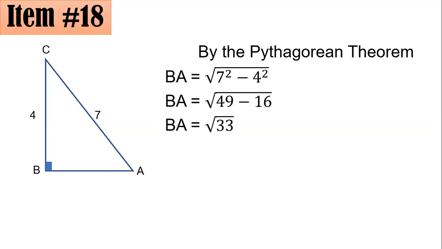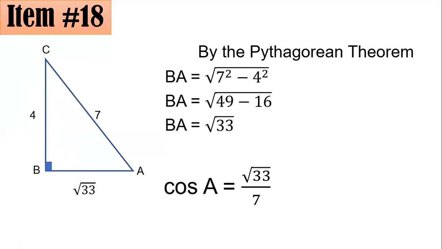By the Pythagorean theorem, we could actually find the length of segment BA. That is, BA is equal to the square root of 7 squared minus 4 squared. I just did it directly. 7 squared is 49, 4 squared is 16, and 49 minus 16 is 33. So the length of BA is square root of 33. We can no longer simplify this, right? Because it has no other perfect square factors except 1. So this is square root of 33.